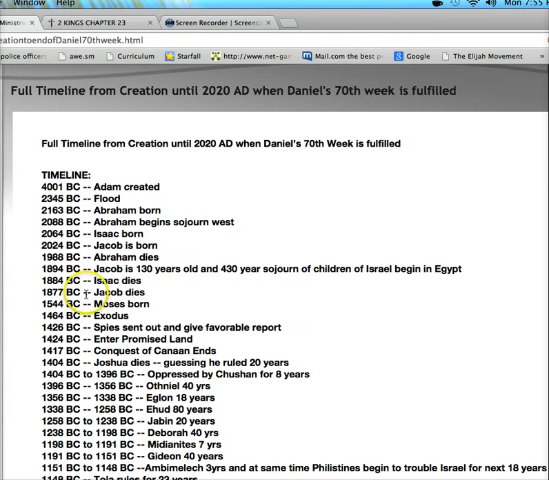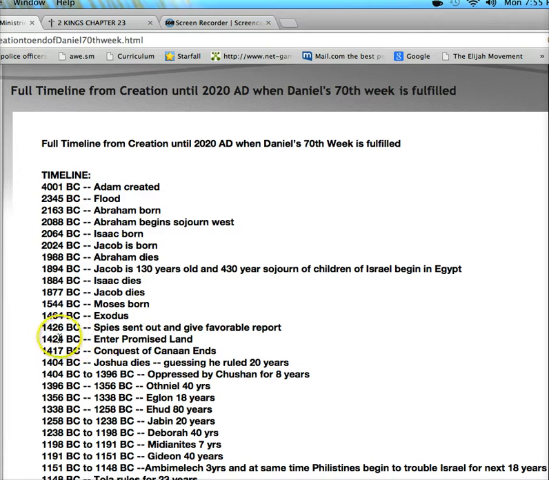Then after Jacob dies, you have a time span of about 300 years here. And then Moses is born. And then, of course, you have the Exodus right here in 1464. And then about 38 years later, after they wandered in the wilderness, the spies are sent out and give the favorable report. And then 2 years more, so 40 years in the wilderness. This is when they enter the promised land. Of course, this is when Moses dies and they enter the promised land.